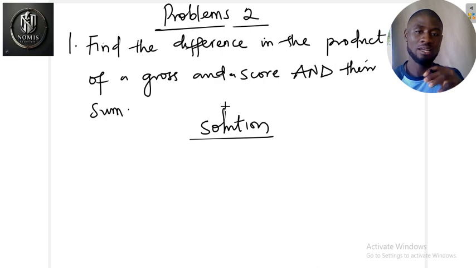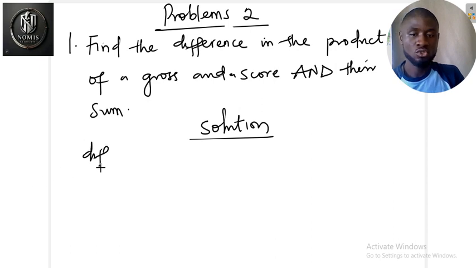You can see that a figure is not even given here, but yet there are many mathematical operations that could be done here. So let's begin. Do you know what difference means in mathematics? Yes, subtraction. What about product? In mathematics, product means multiplication. And what about gross? A gross means 144.